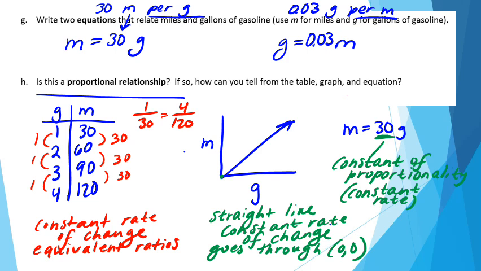If the equation was m equals 30g plus 5, for example, that would not be a proportional relationship. There can't be anything else combined with that equation. It just needs to be the two variables and a constant multiplier involved.